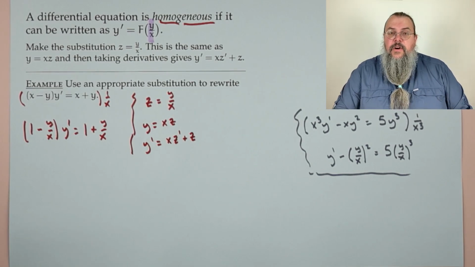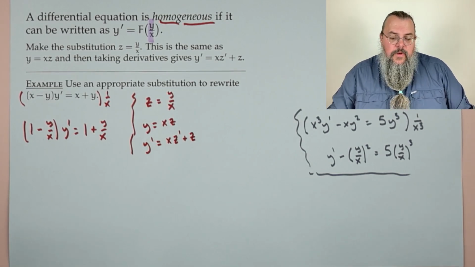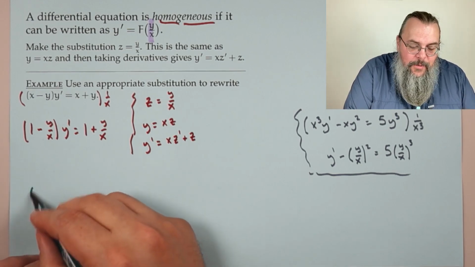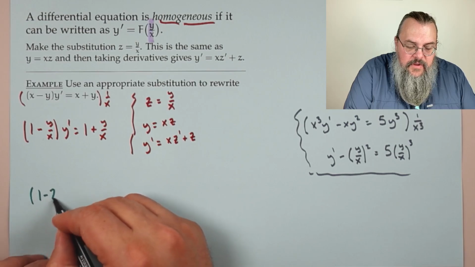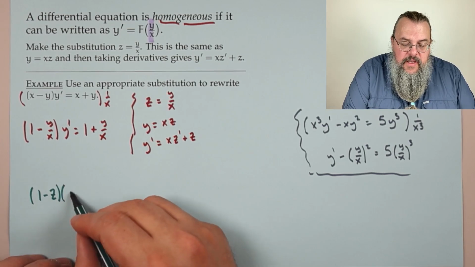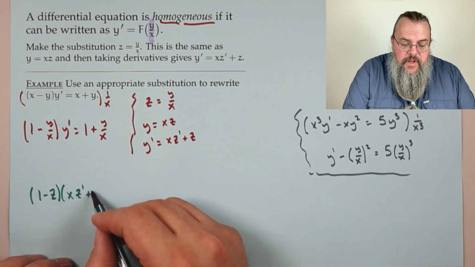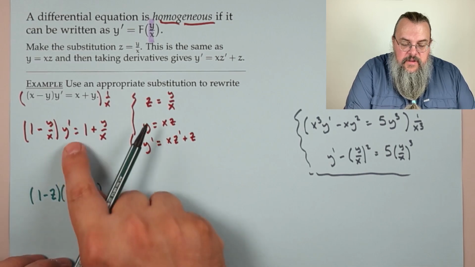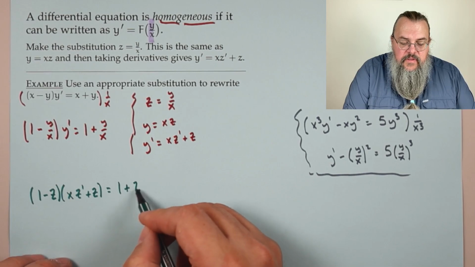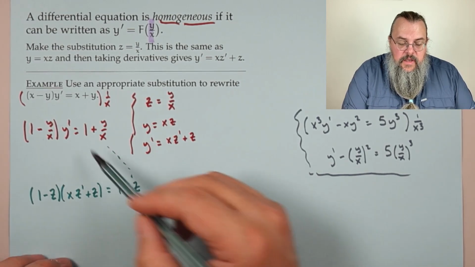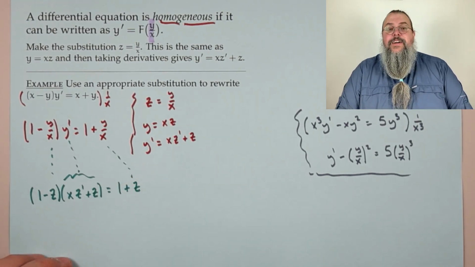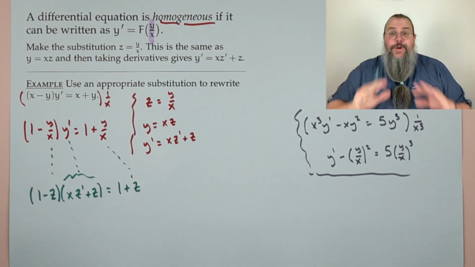All right, so here we go. We have 1, well, that becomes 1, so that's no surprise. Y over x becomes z. Okay, y prime becomes x z prime plus z. So there's our y prime, and it equals 1 plus z. All right, so we can see how our pieces translated over. Now, in essence, we're done.